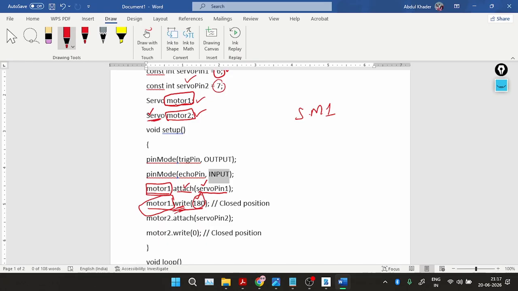I'm just linking the servo motors with the servo header files. This is the main writing pattern. That's the same thing that I'm doing here. I'm trying to attach the servo motor 2 with the servo header files.